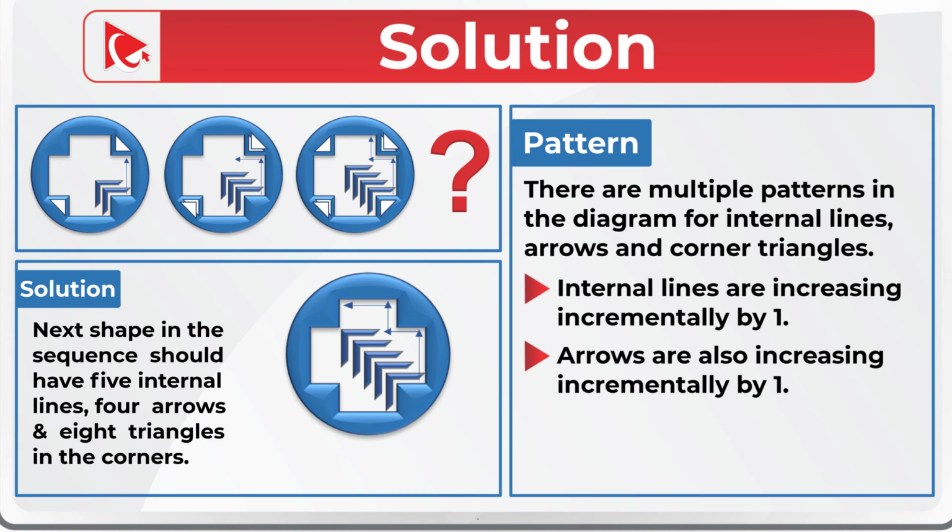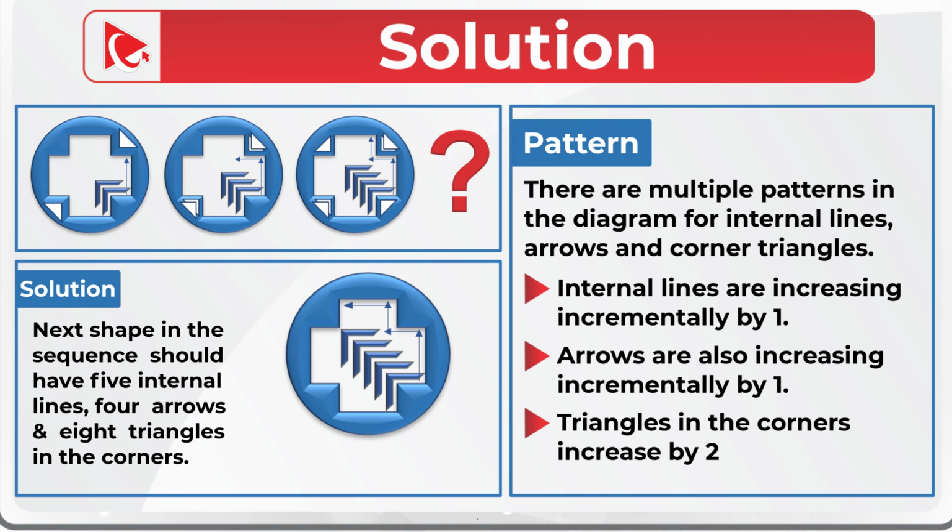And then, last but not least, the pattern is the corner triangles. If you look closely, you see that the corner triangles are increasing by 2. For example, the first object has 2 corner triangles, the second object has 4, the third object has 6, which means that the next object in the sequence should have 8.